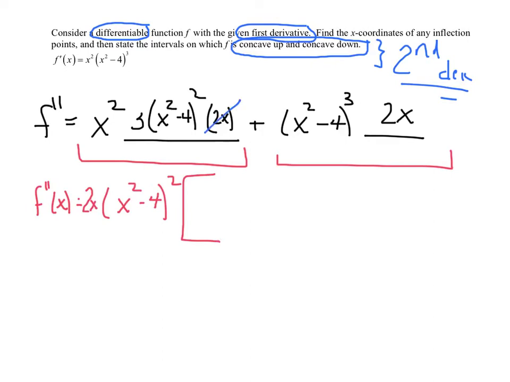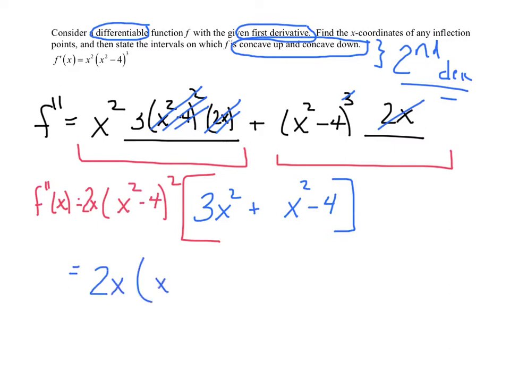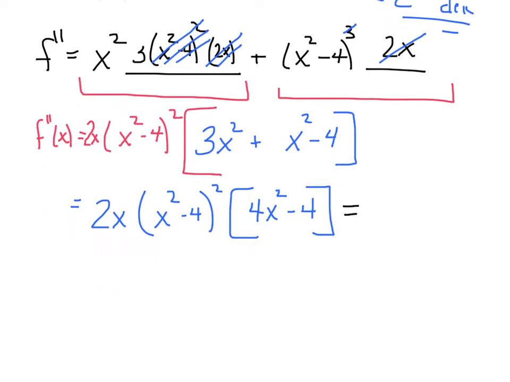If I took out a 2x and an (x squared minus 4) squared, I look like I have 3x squared. Then I've got a plus sign. I took out this 2x and I took out this squared, so I'm left with one of those, x squared minus 4. So as I rewrite this, I've got 2x, the quantity x squared minus 4 squared, and that's 4x squared minus 4. Okay, so as I clean this up, I'm setting that second derivative equal to 0. I'm teeing up all the different sections that I have.